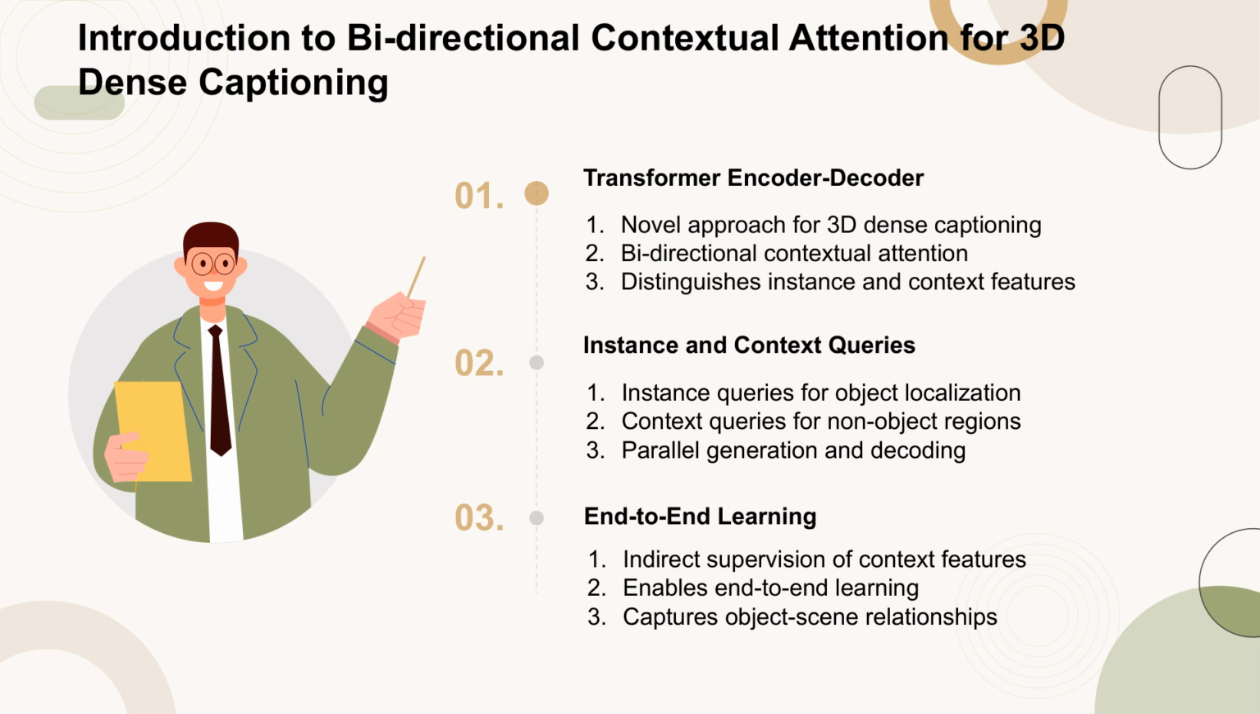The model generates two sets of queries: instance queries for localizing objects and capturing their characteristics, and context queries for capturing non-object regions and positional relationships within the 3D scene. This parallel generation and decoding of queries allows the model to effectively capture the complex relationships between objects and their context in a 3D scene.